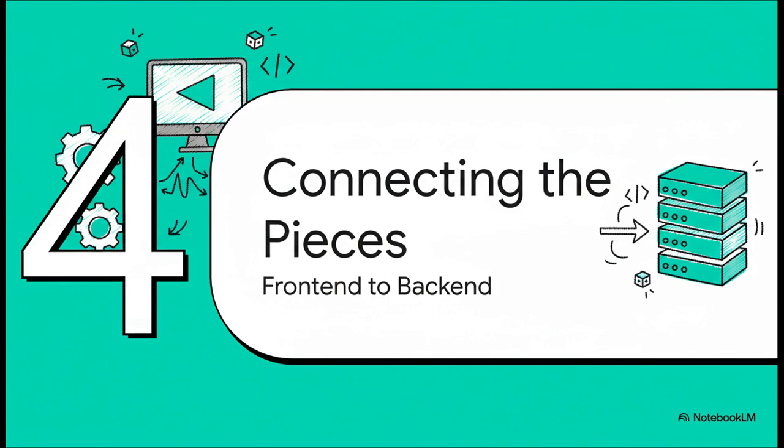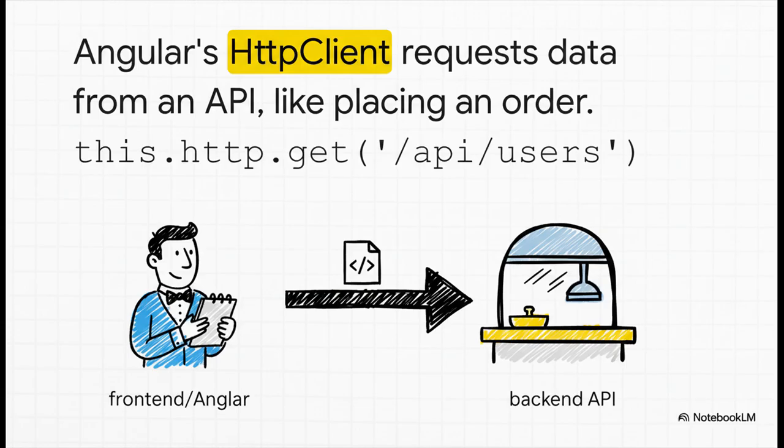We know about components, services, and directives. But there's still a missing piece, right? How does our fancy front-end dining room actually talk to the kitchen in the backend? How does it place that order we talked about? Well, this right here is how it happens.